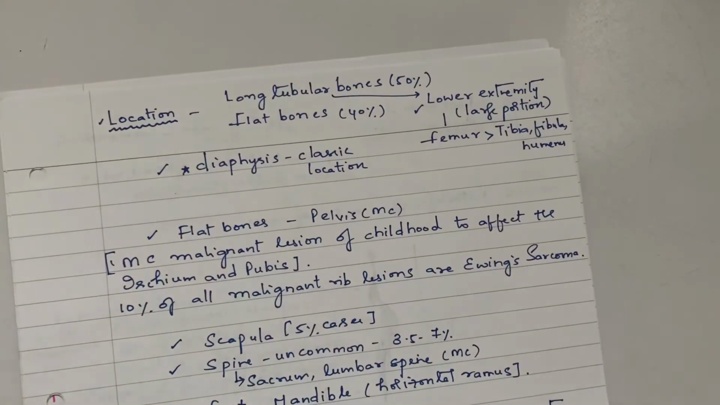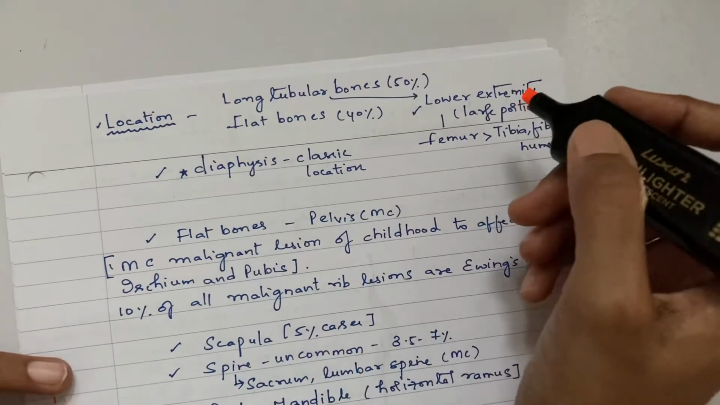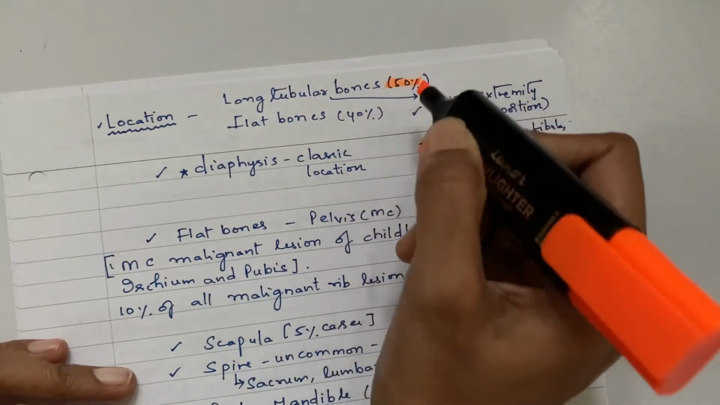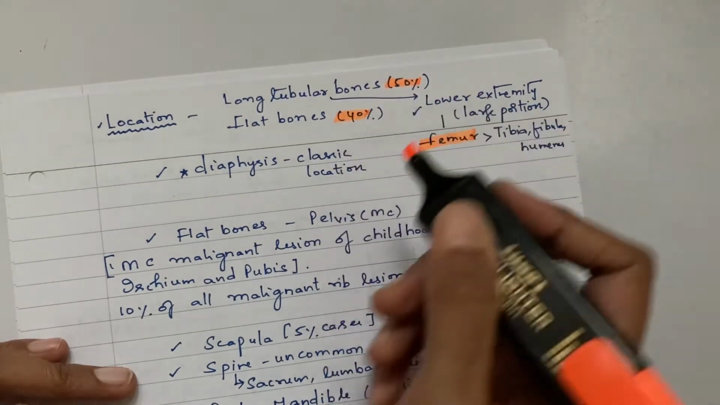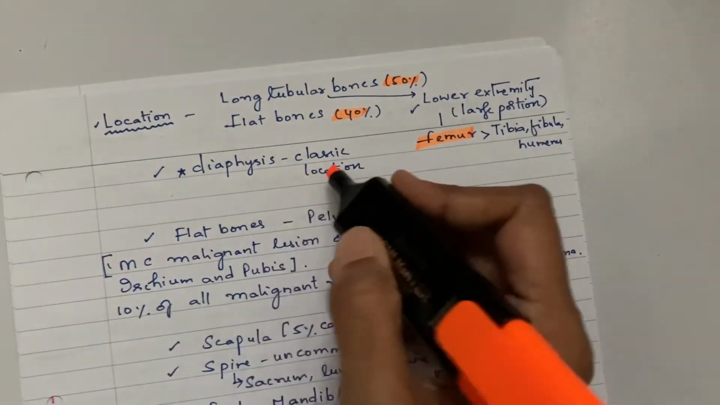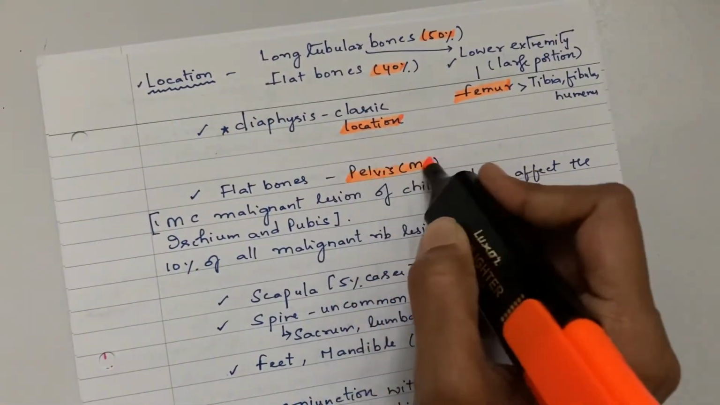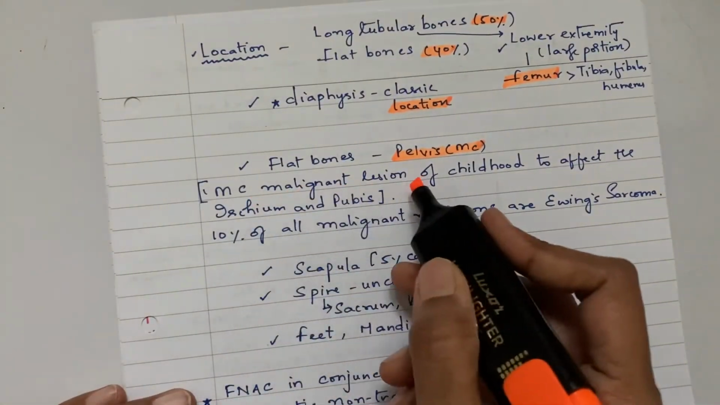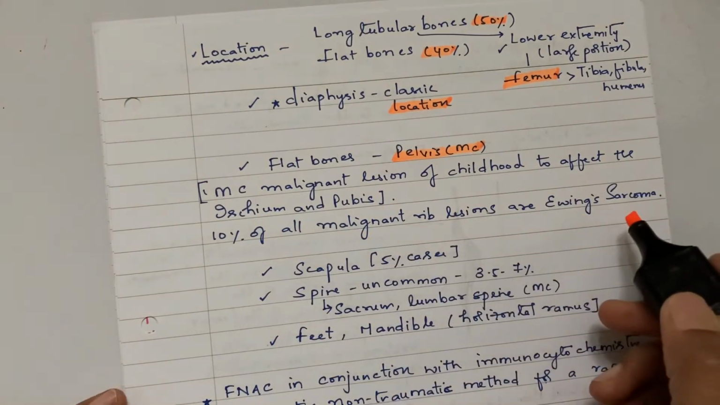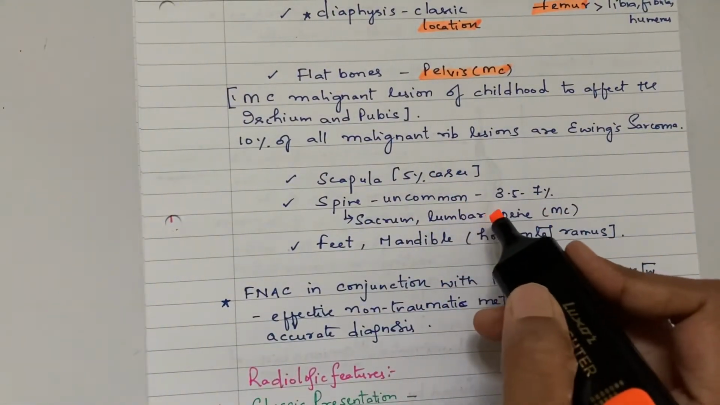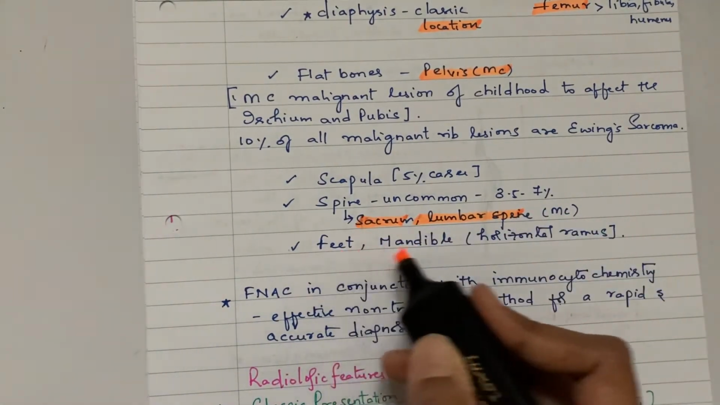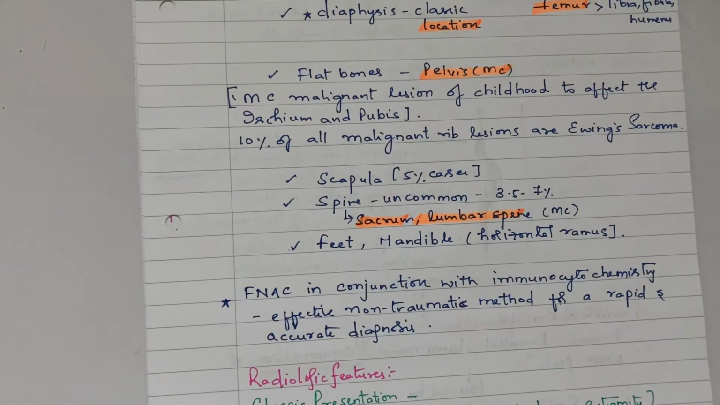Coming to location, obviously long tubular bones, in that femur most common, then tibia, fibula, humerus. Long tubular bones 50%, flat bones 40%. Diaphysis is the classic location. In flat bones, pelvis, innominate bone most common. It is the most common malignant lesion of childhood to affect the ischium and pubis. 10% of all malignant rib lesions are Ewing sarcoma. In 5% of cases the scapula is involved. In 3.5 to 7% the spine is involved, in that sacrum and lumbar spine. Feet, mandible and temporal bone are also involved.